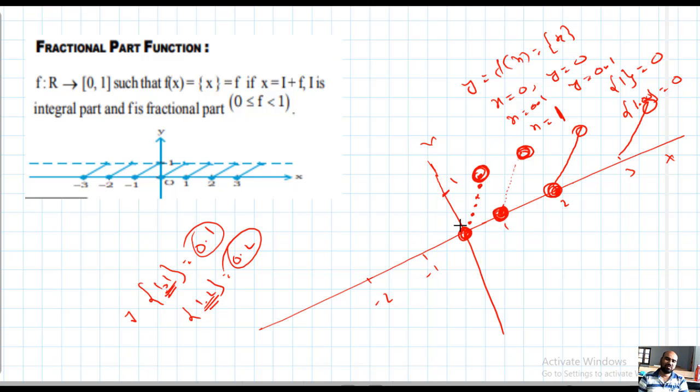This is the graph of the fractional part function. Already explained, it is a periodic function with period 1. Length 1, no, here length 1. So the period is 1. This is the fractional part function whose period is 1. One minute, I think here these two should be open circles. That is the important thing: open circle and open circle.